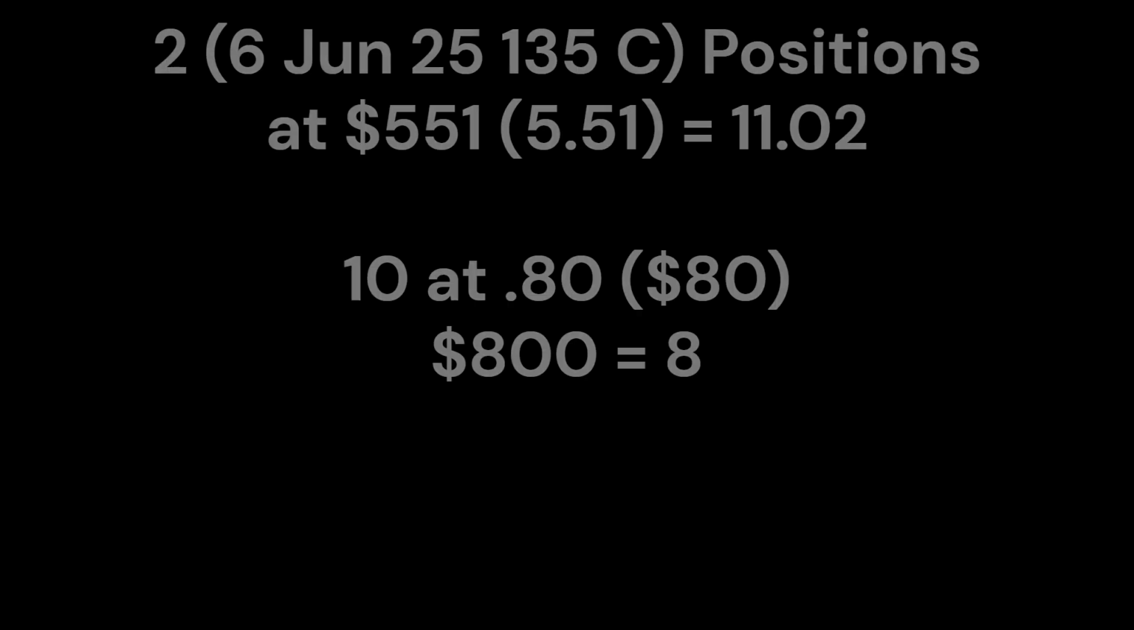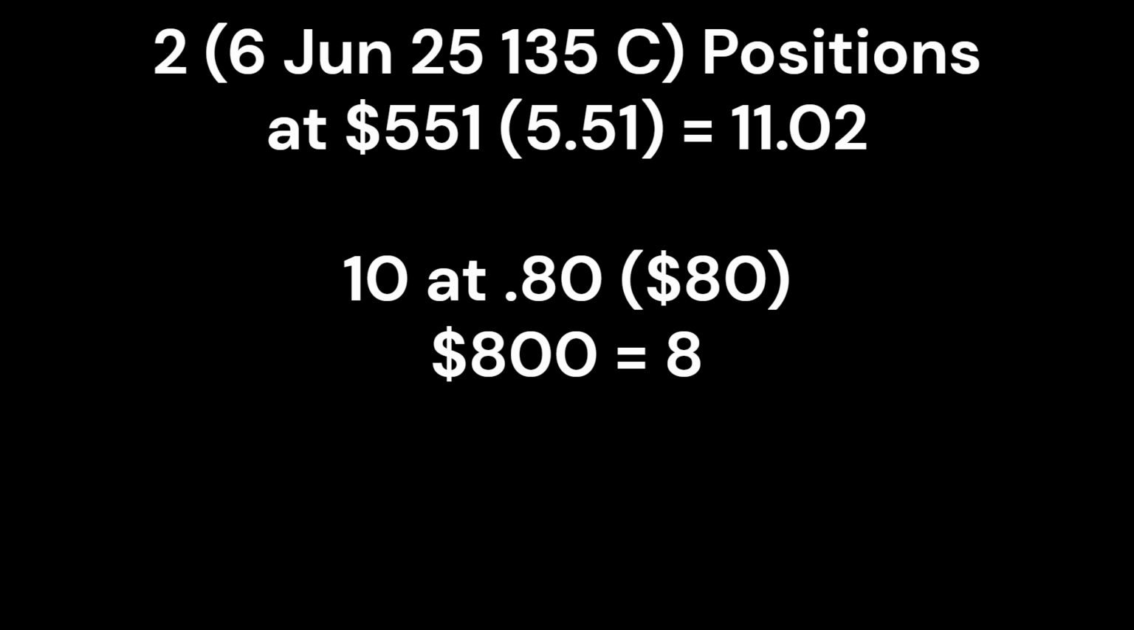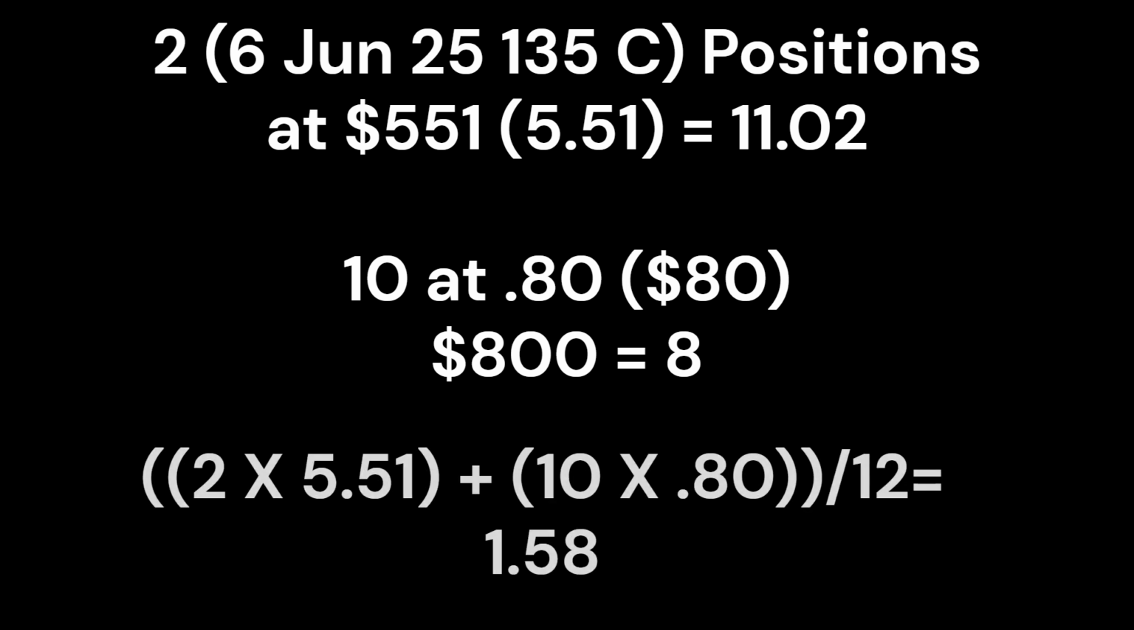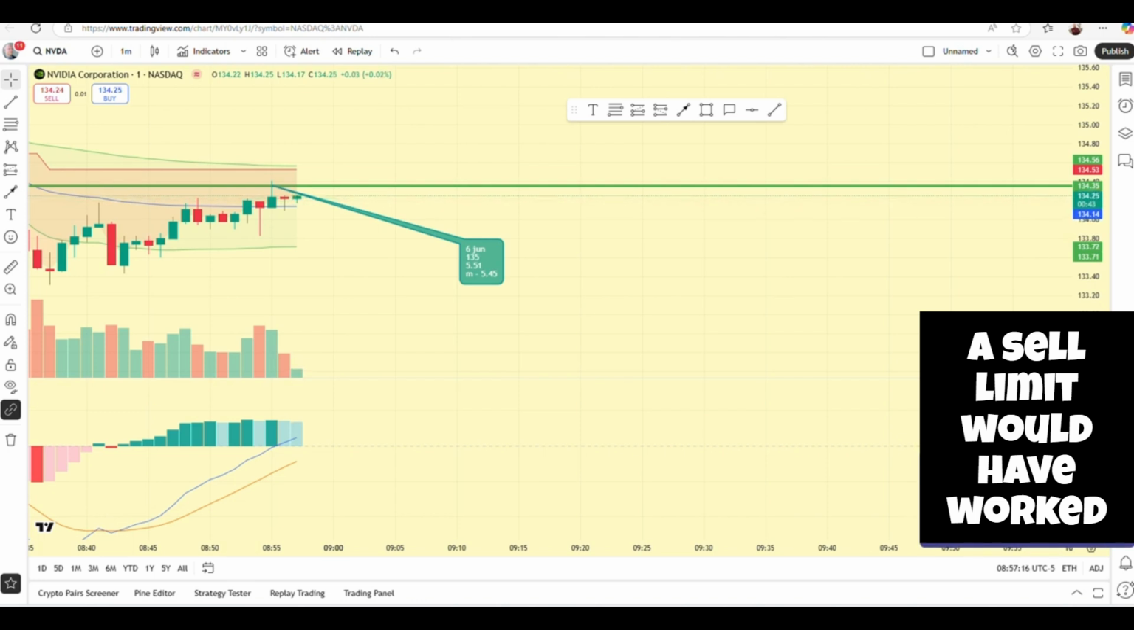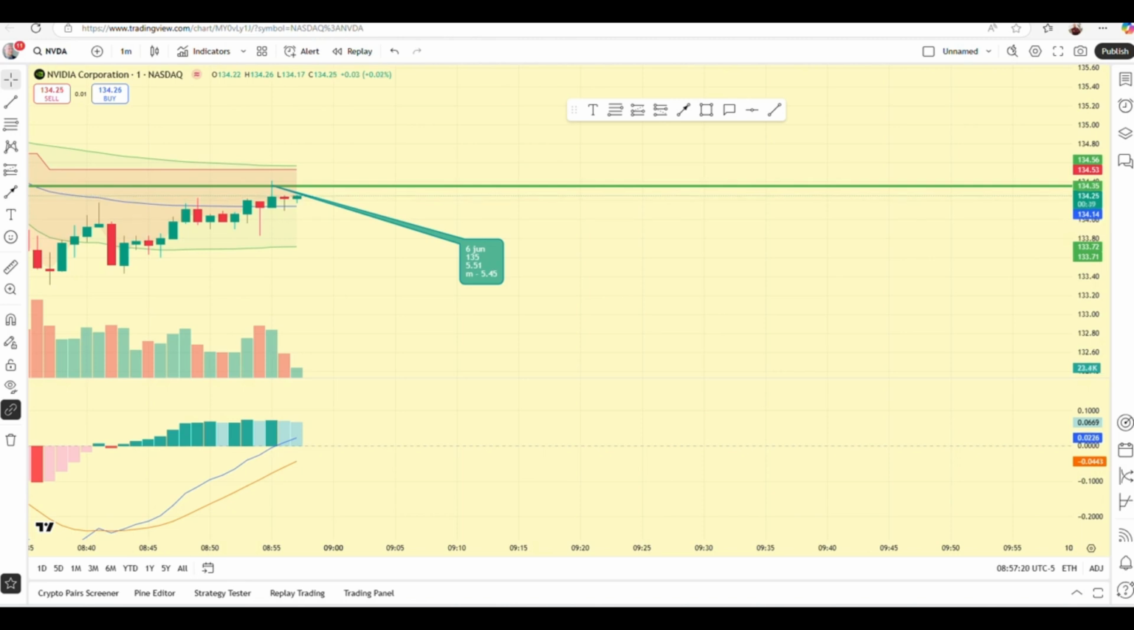Now imagine we waited to average down until the contract was worth just 80 cents. At that price, we could afford to buy 10 more for only $800. Combine that with our original 2 contracts, $1,102 total, and we'd have 12 contracts at an average cost of about $1.59 each. That's the power of dollar cost averaging. But we don't want to drag things out. Let's stay focused on locking in daily profits whenever possible, rather than holding and hoping.